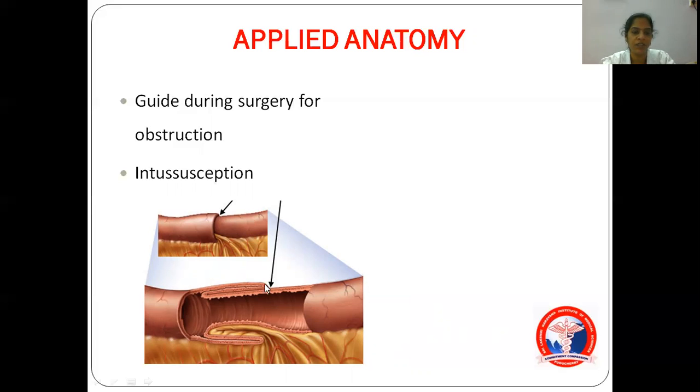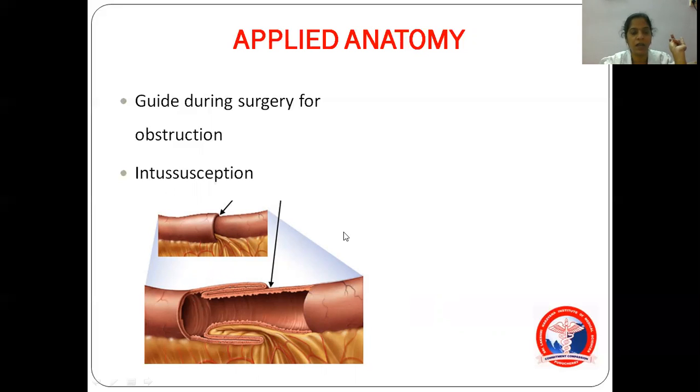One condition is called intussusception. Intussusception means one part of the colon invaginates into another part of the colon. So this is also called tube within the tube. It will just go inside. That is called intussusception. This may happen in the cecum also. A part of the colon may enter into the next part of the colon. Okay, that is called intussusception.